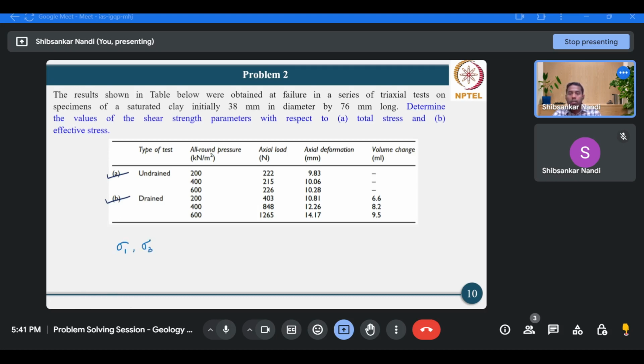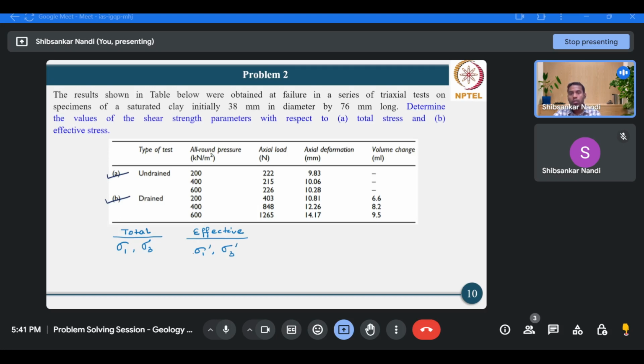Okay, so this is in terms of total stress condition, and in terms of effective, it will be sigma 1 prime and sigma 3 prime. And as you know that for undrained case, these two will be different, sigma 1 and sigma 1 prime, and sigma 3 and sigma 3 prime. However, in the case of drained test, these values will be equal. So there is no difference between the total and effective stress conditions.